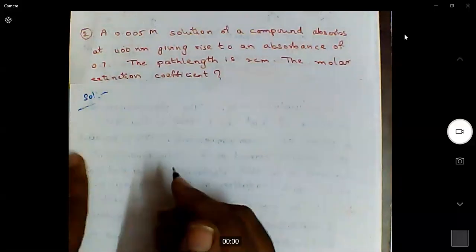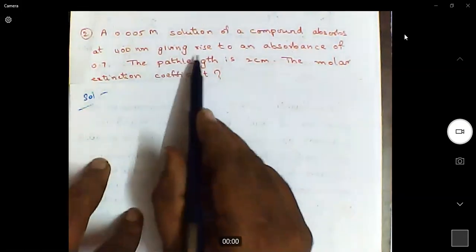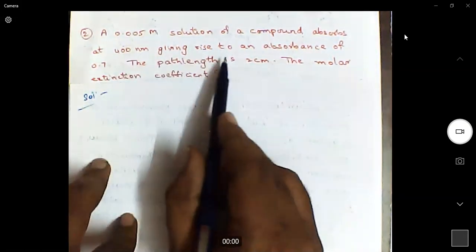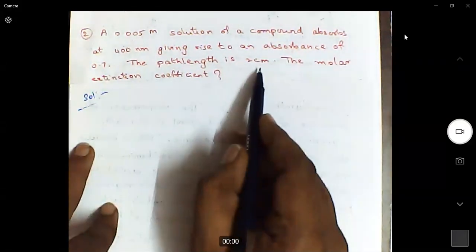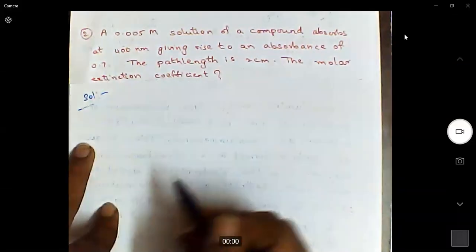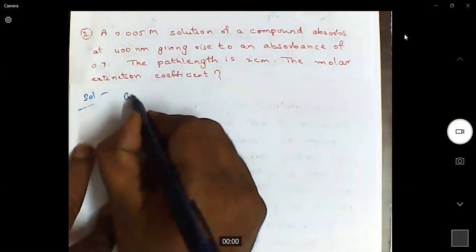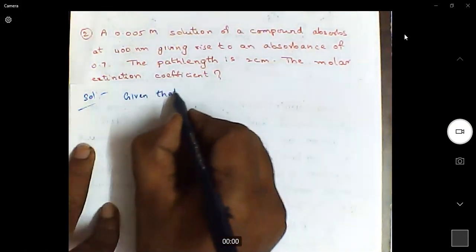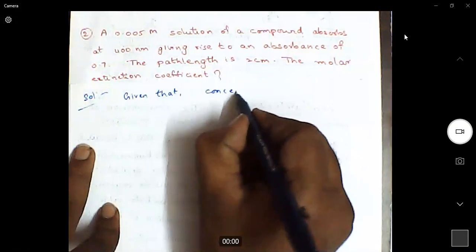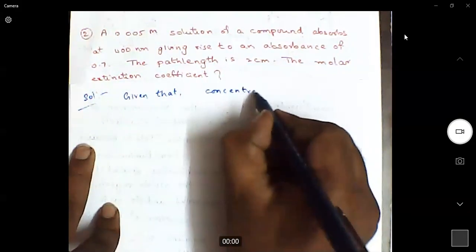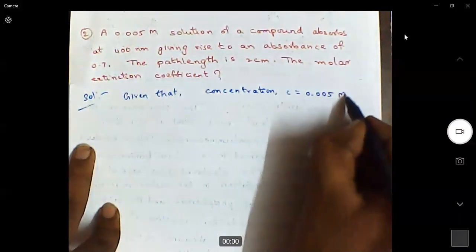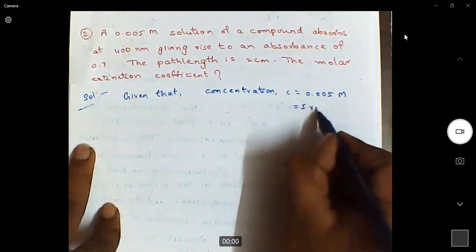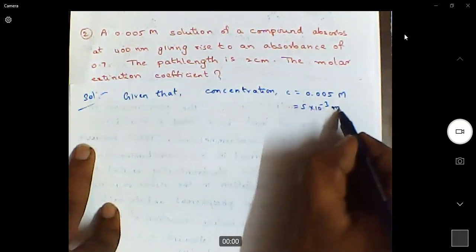A 0.005 molar solution of a compound absorbs at 400 nanometers, giving rise to an absorbance of 0.7. The path length is 2 centimeters. What is the molar extinction coefficient? Given that concentration, what is 0.005 molar? It is concentration. C is equal to 0.005 molar. Or simply we can write 5 into 10 power minus 3 molar.